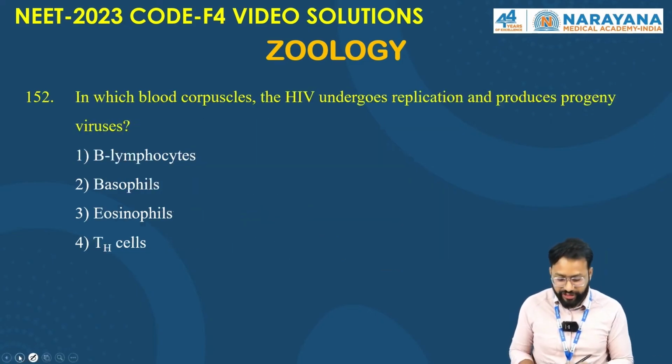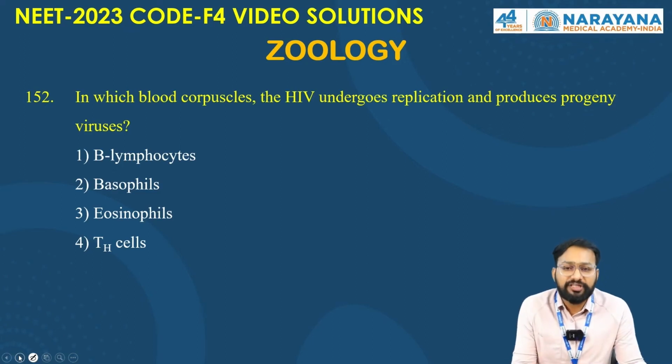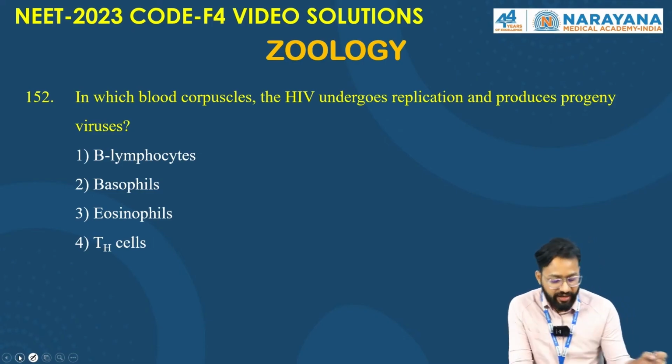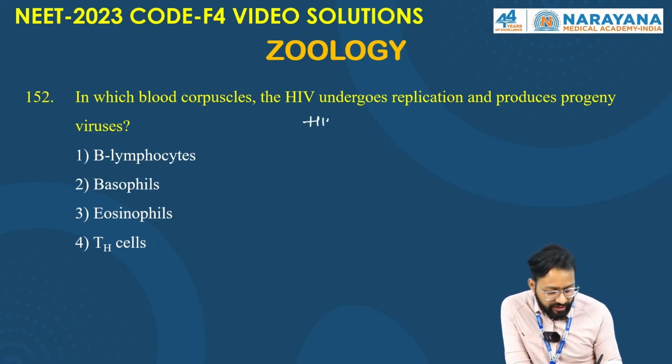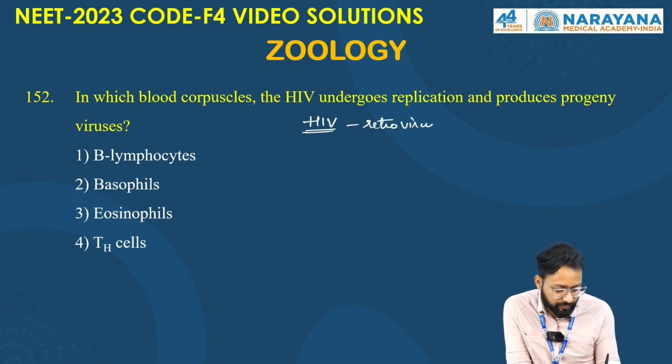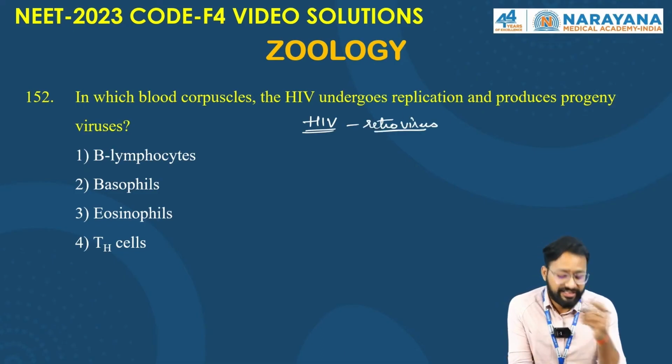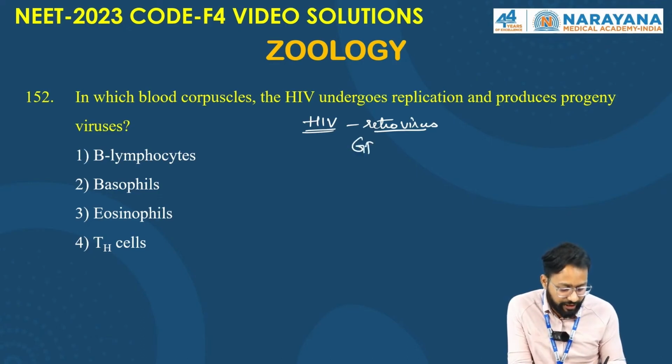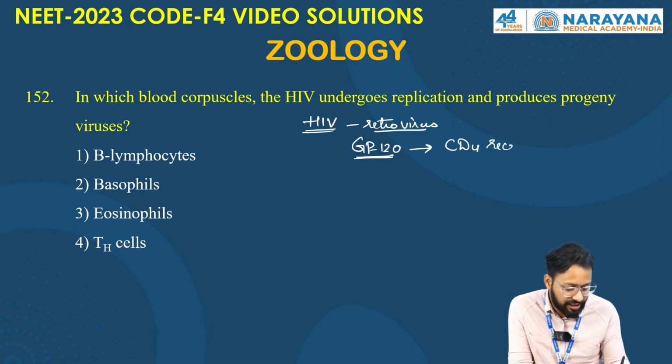Moving on to the next question. In which blood corpuscle does the HIV undergo replication and produce progeny viruses? We know that HIV is a type of retrovirus, and on its cover, it has glycoprotein 120. It recognizes CD4 receptors.